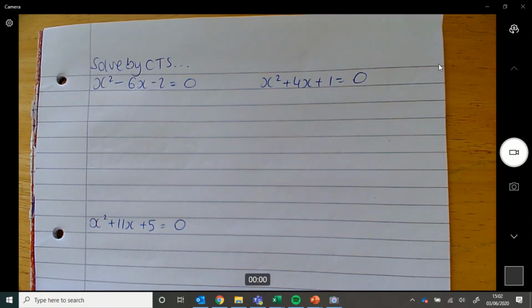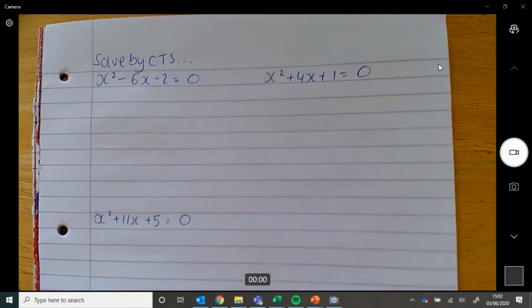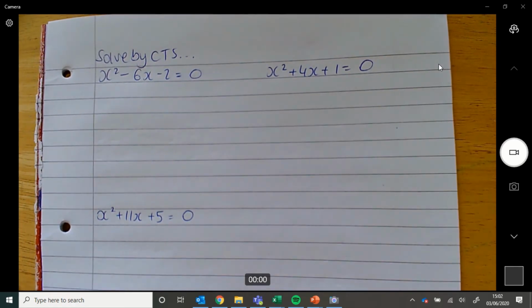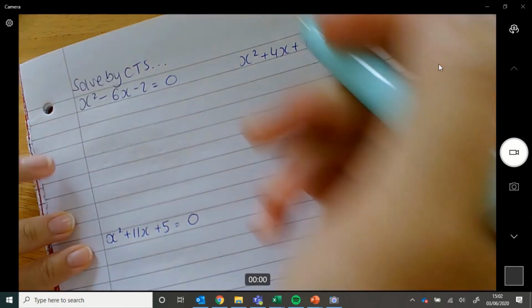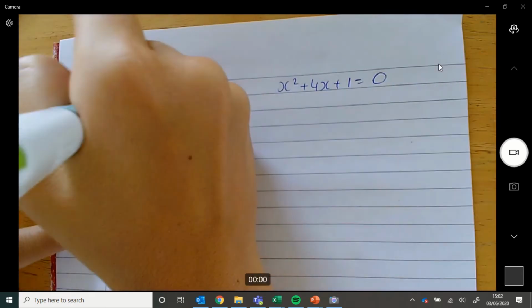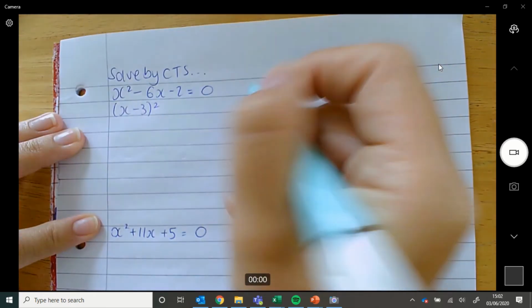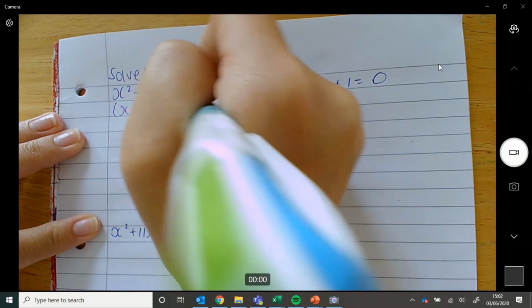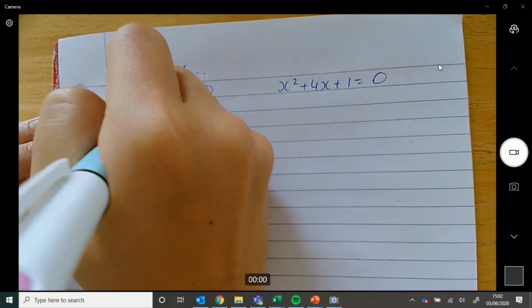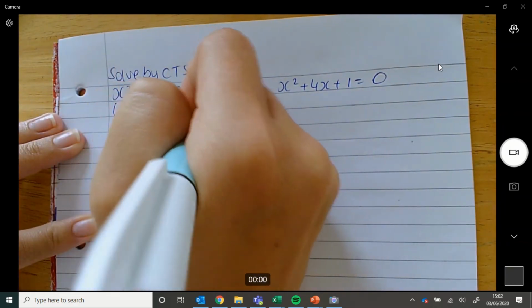Okay, I'm going to go through 3 full worked examples where you will solve by completing the square. Please make sure you're writing these down in full. So first thing I'm going to do is complete the square. So I'm going to do x minus 3 squared. I have to subtract the 9, and then I've got to take away the 2. That gives me x minus 3 squared, take away 11 equals 0.